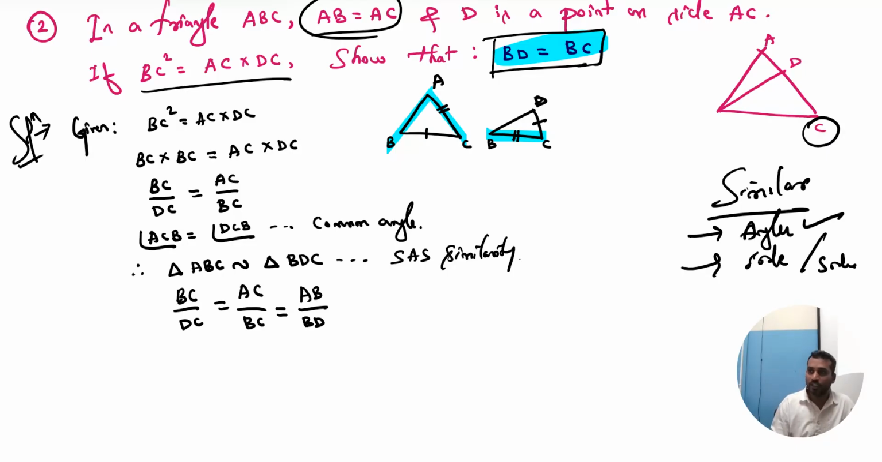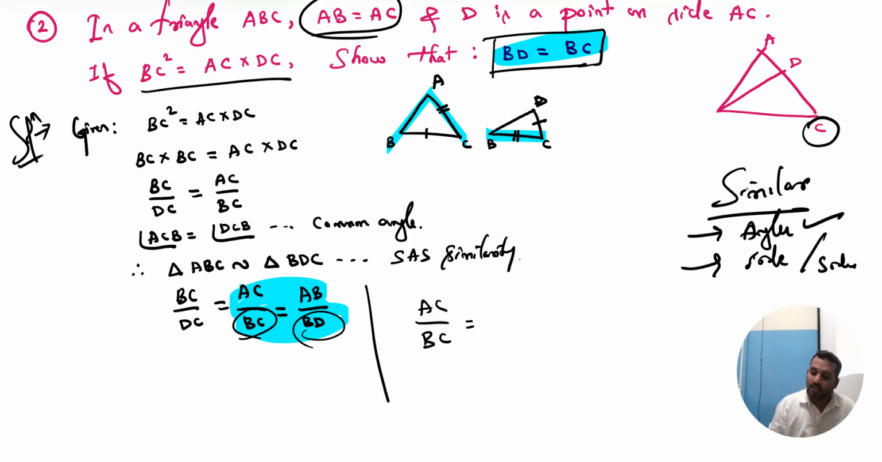Among these three conditions, where is BD? Here. Where is BC? Here. Yes or no? Can I write? I'll take these two conditions. Out of three, I'm going to choose two conditions. Which are the two conditions? AC by BC is equal to AB by BD.